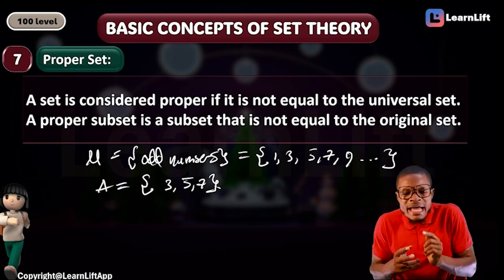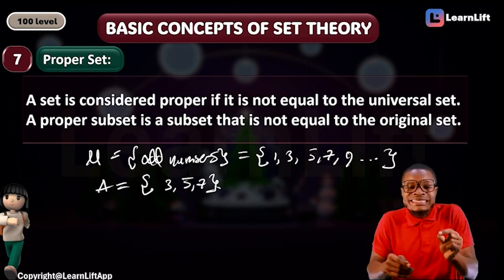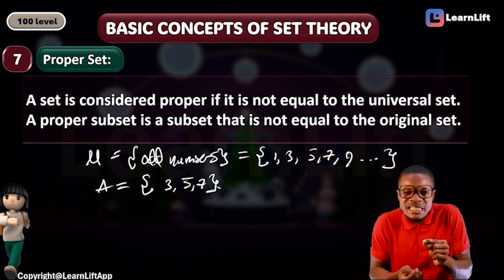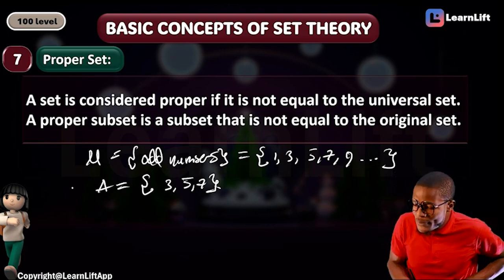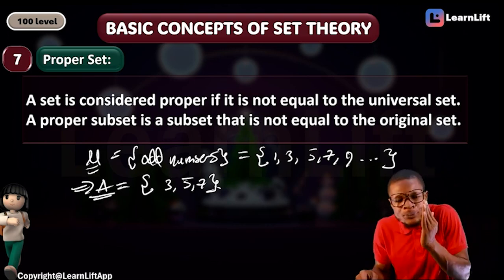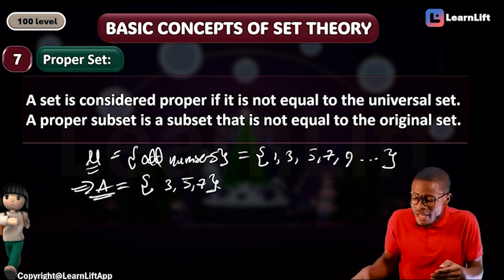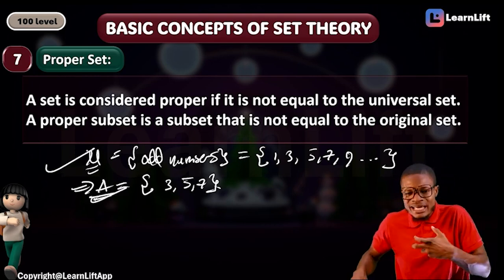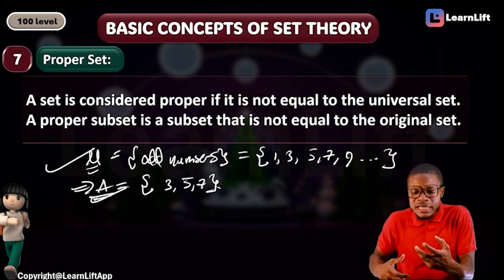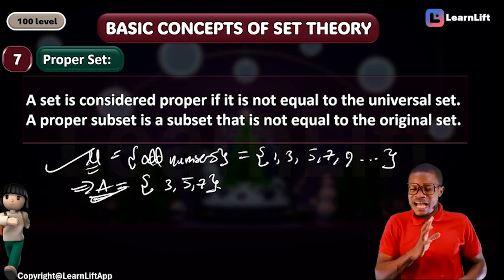It is so because every element of A is inside your what? Your universal set. A set is considered proper if it is not equal to the universal set. So the set A is a proper set because the set A is not equal to the universal set. Now, a proper subset is a subset that is not equal to the original set. The set A is not equal to the what? Original set. So we can say A is a proper subset. It is your set A is a proper subset of the what? Universal set. Are you with me now?